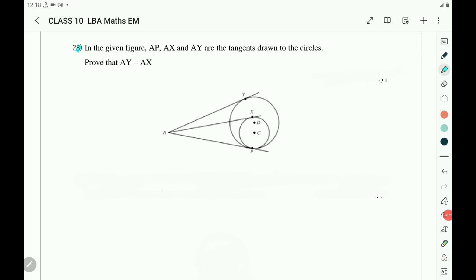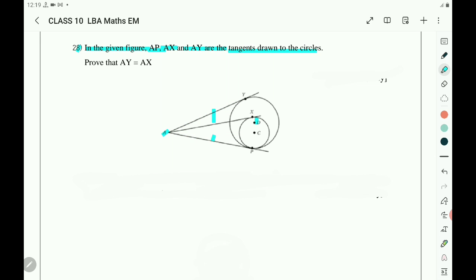Question number 28. In the given figure, AP, AX, AY are the tangents drawn to the circle. Prove that AY is equals to AX. Here two circles are there. They are the circle with different center, and two tangents are drawn to the circle with center D, and also two tangents are drawn to the circle with center C. Here D is the center of the bigger circle and A is the external point.